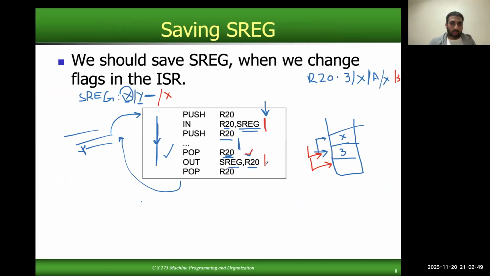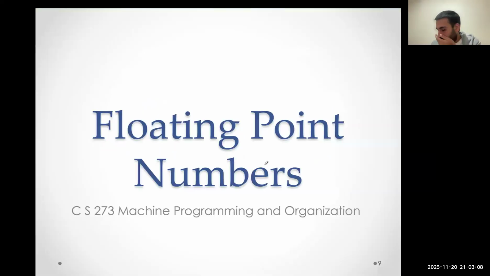Any questions? Okay, if no questions, then with this slide we are done with our topic of handling interrupts in AVR microcontroller. Sorry. We are now moving to the next topic, which is about floating point numbers.